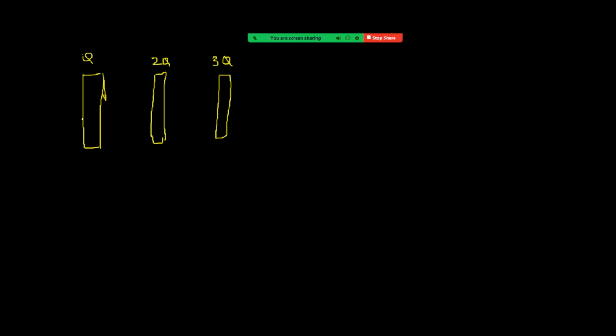So just now we have discussed one important point, that on outer faces, charge will be equal to half of the total charge. So here what is the total charge? Q plus 2Q plus 3Q. So 3 plus 2, 5, 5 plus 1, 6. Half of that, that is 3Q. So 3Q will be on the outer faces.